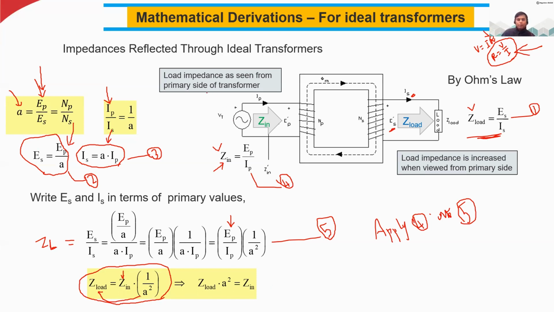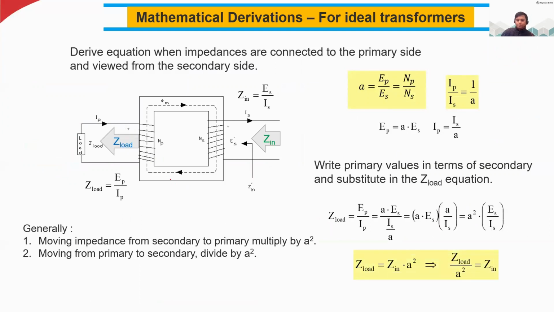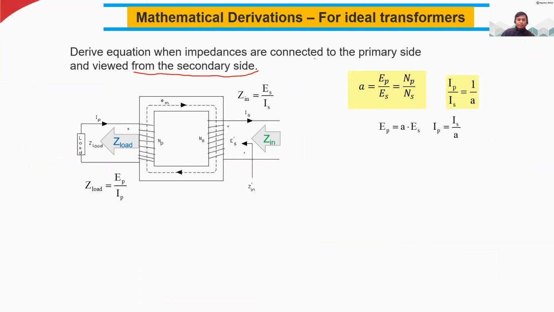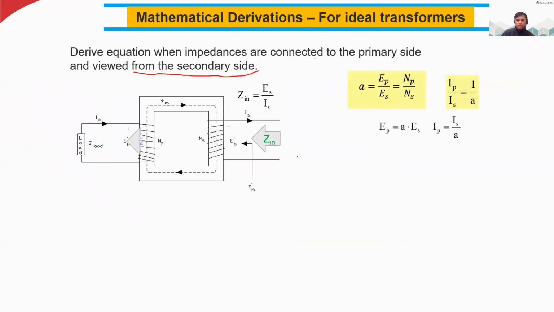Now we are looking at the load impedance seen from the primary side. It means we are applying everything in terms of primary side values, EP and IP is here, and we find the impedance value like this. Okay, now we will find the impedance looking from the secondary side. You can see here, now we are looking from the secondary side, whereas in the previous slide we were looking from the primary side.